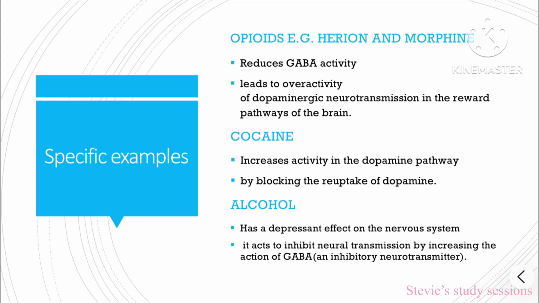Cocaine increases the activity of the dopamine pathway by blocking the uptake of dopamine. Alcohol has a depressive effect on the nervous system. It acts to inhibit neurotransmission by increasing the action of GABA. If you don't know what GABA is, it's an inhibiting neurotransmitter.